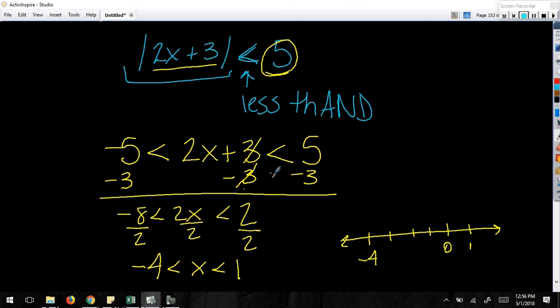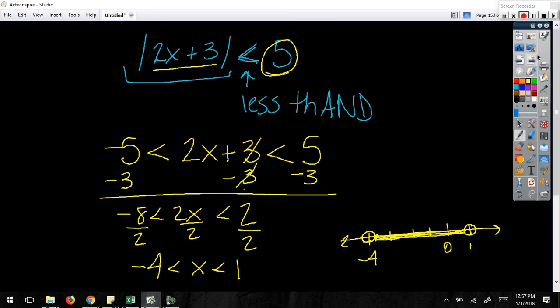This one is less than, it's not or equal to, so it's not inclusive, so I need an open dot at these. And because the x is sandwiched in the middle, that tells me that I shade in the middle here. It's an and, which is what an and looks like. So that's graphically. Now, I want to show you just one at least where we do have to do some work to isolate that absolute value, and then we'll solve it.